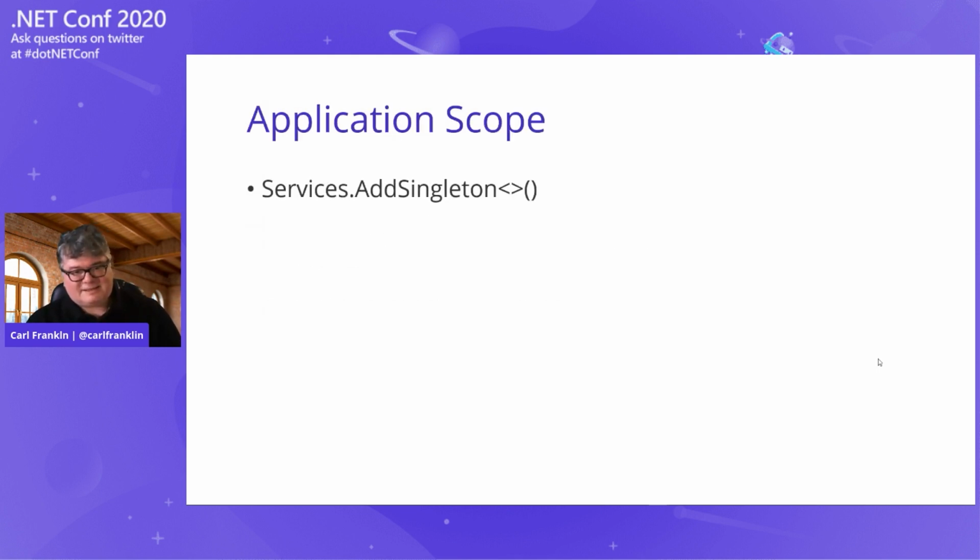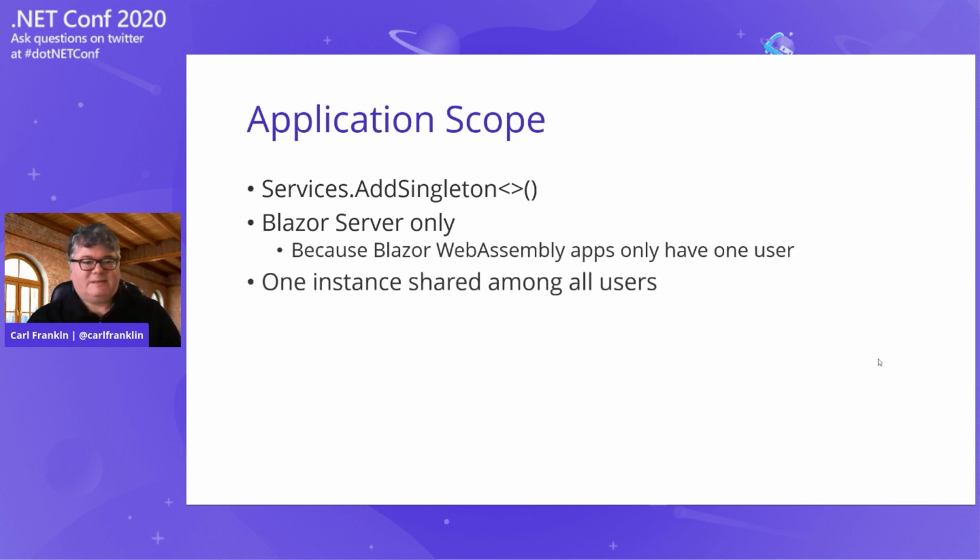Application scope, add singleton. It's Blazor server only. Obviously, you can add singleton to a WASM project, but it's going to behave the same way because there's only one user. Okay. And this one instance is shared among all users. So if you look at the default template, the weather forecast service is implemented as a singleton because it's just creating some dummy data and there's no state there, right? So this is a good place for static data and methods.